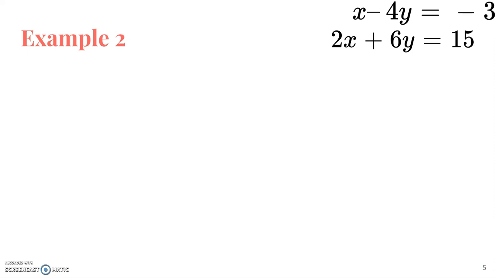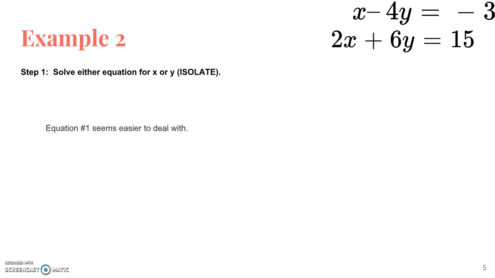For example 2, we have two equations up at the top again. The first equation is x minus 4y equals negative 3. And the second equation is 2x plus 6y equals 15. Step 1, we're going to solve either equation for x or y, which means to isolate the variable. For this example, I decided to use equation 1. Seems a little bit easier.